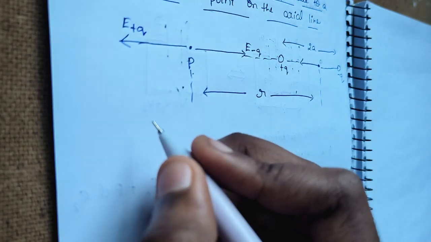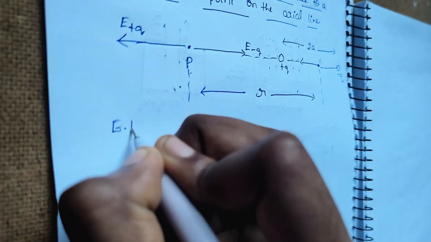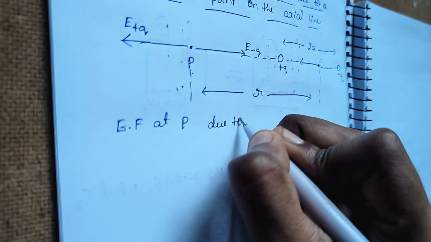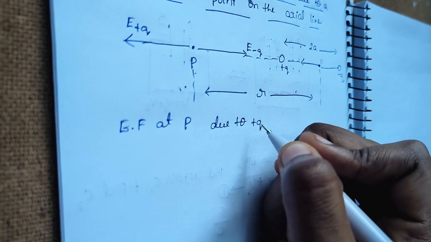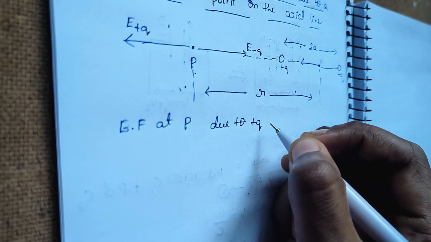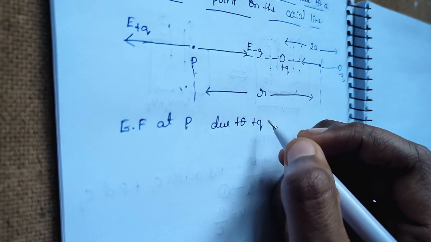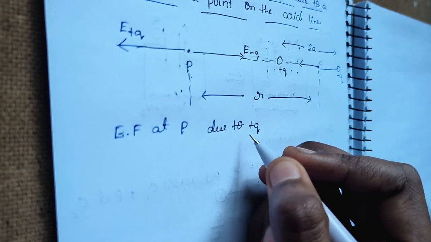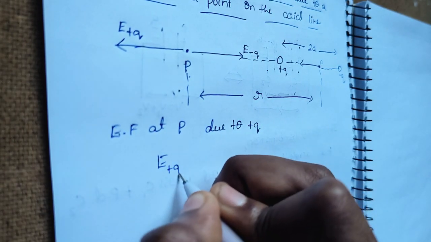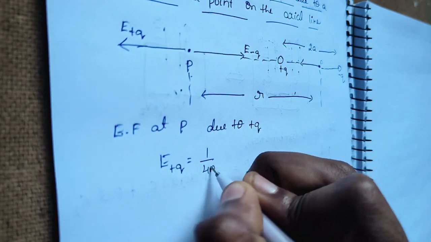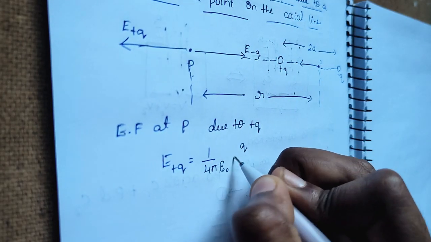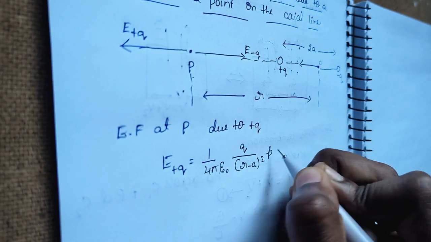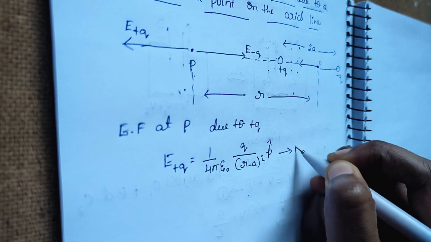Here first we can write the expression for electric field at point P due to plus q. First let us write the expression using plus q, then the second expression using minus q. So the electric field at point P due to plus q is E plus q is equal to 1 by 4 pi epsilon naught q divided by r minus a whole square into p cap. Consider this one as equation 1.